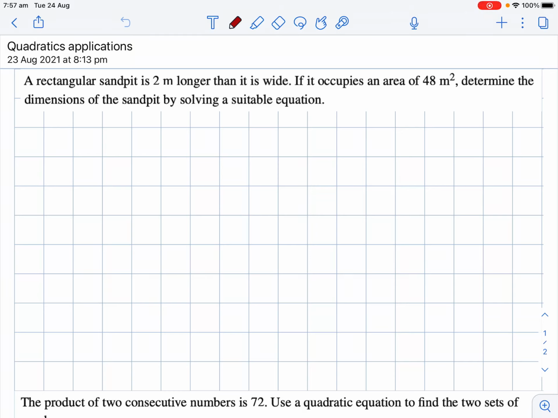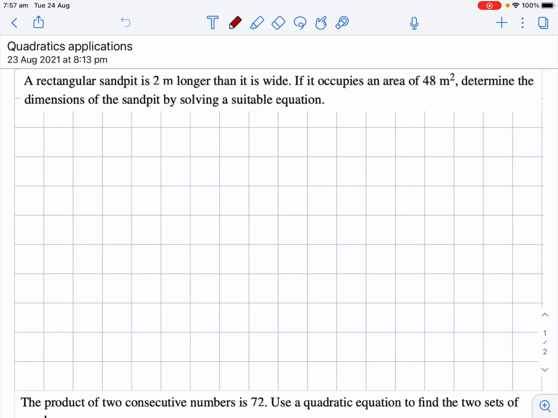Hi folks, today we're going to have a look at how we can apply the quadratic equations that we've been using to solve some problems. We could problem solve with a variety of strategies, but because we've been studying quadratics, let's use them in these three questions.